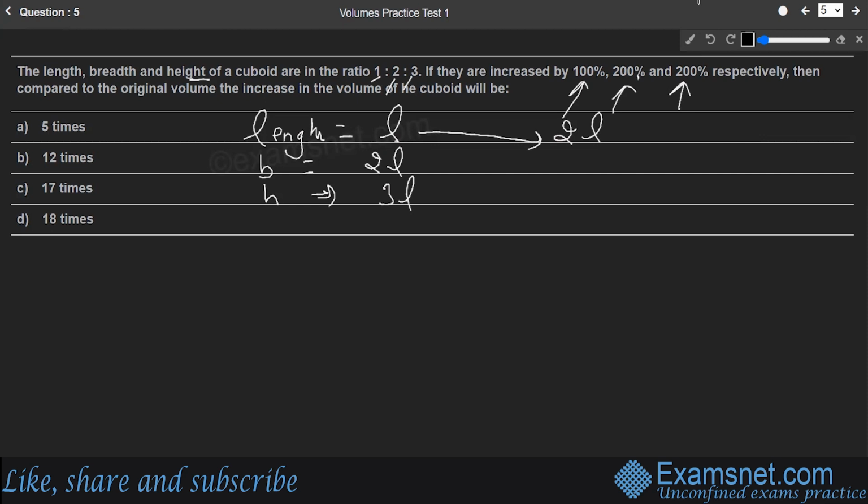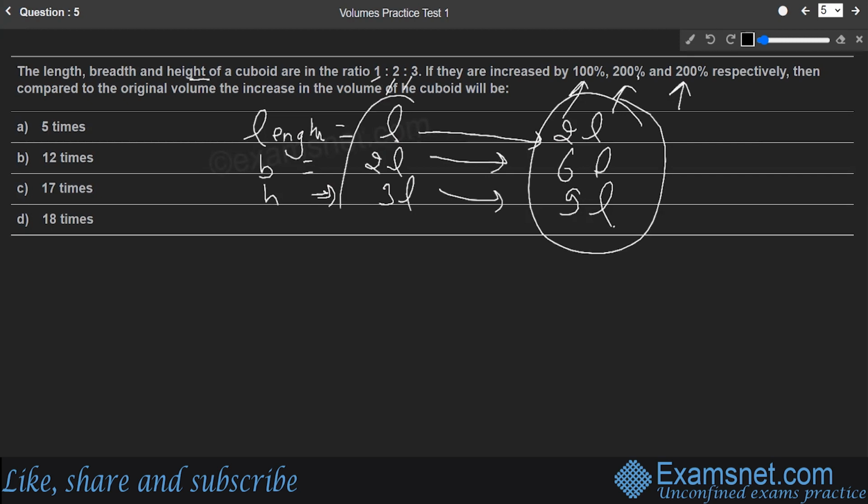Whenever something is increased by 200%, that 200% is added to it, so it actually becomes 3 times. So the 200% is increased by it, so it becomes 3 times, so it becomes 6L, 2L into 3. Similarly the height has been increased by 200%. Again, something increased by 200% actually becomes 300%, that is 3 times, so 3L also becomes 9L. So these are the new dimensions, and these are the older dimensions.